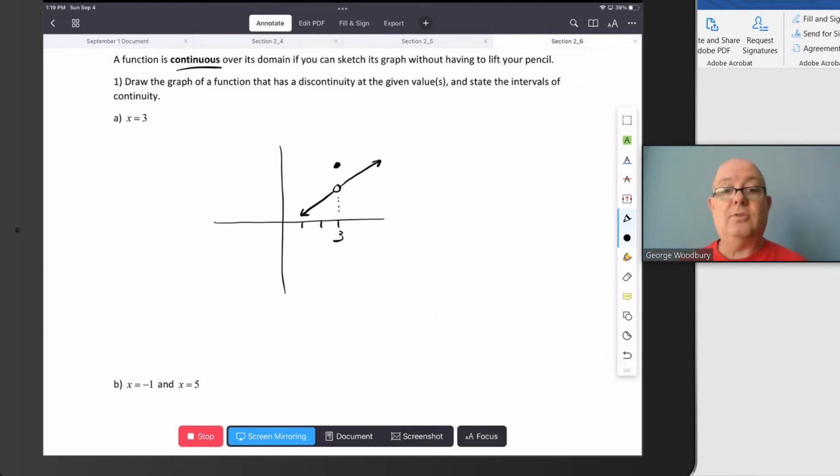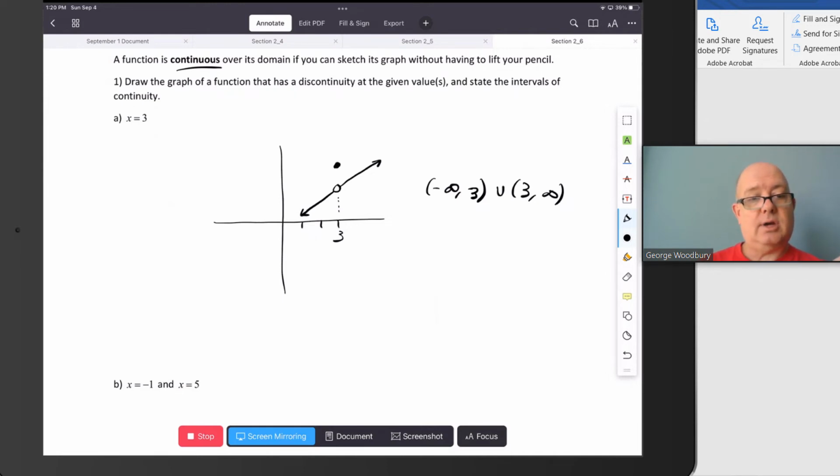Now the intervals of continuity, that's everything except for 3. So it's the set of all x. Actually, I'm going to just write it in interval notation. And that would be from negative infinity to 3, union from 3 to infinity. That's the way that we write all real numbers except for 3.